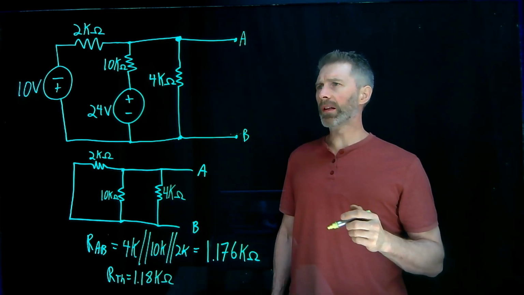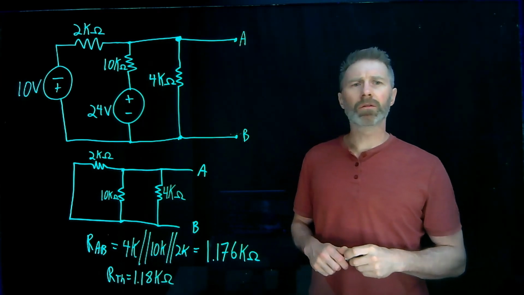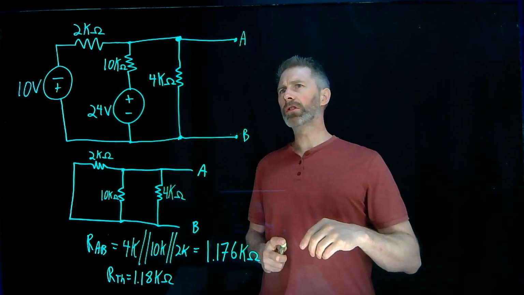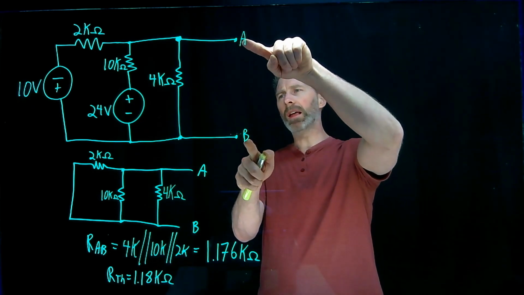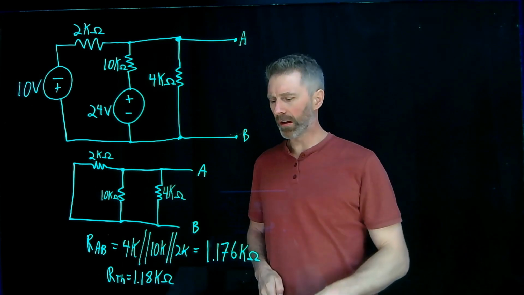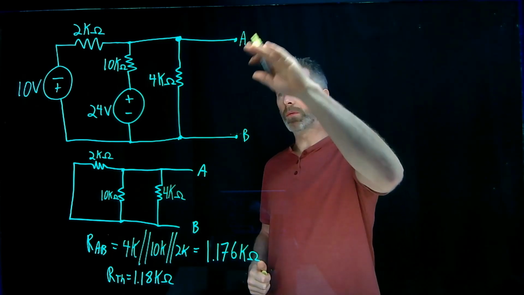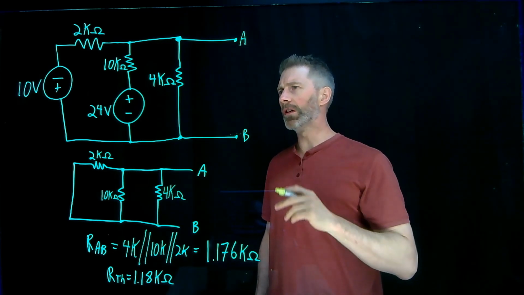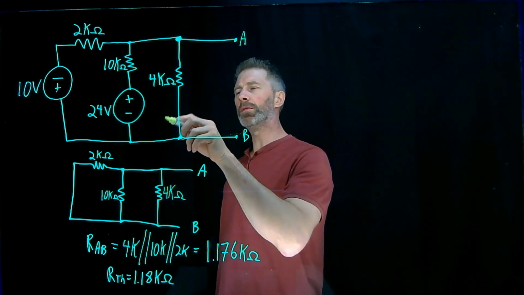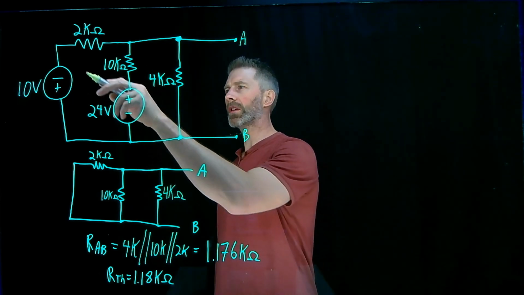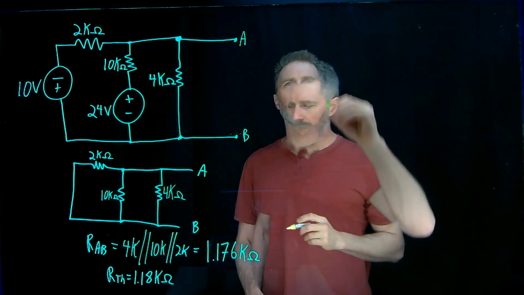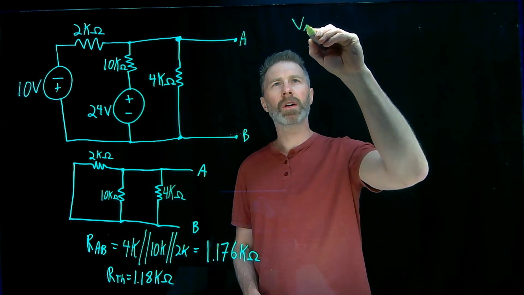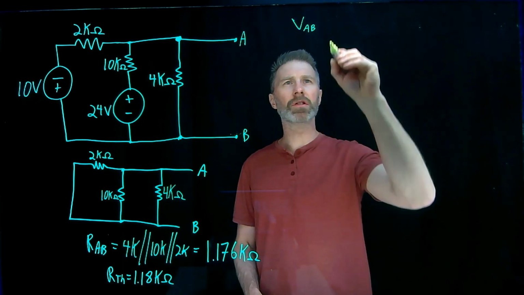Then the next step is to find the Thevenin voltage. And that's the voltage seen between A and B when that resistor is removed. So what is the VAB, being created from the 24 volt source and from the 10 volt source? So I'm going to find this VAB voltage using superposition.